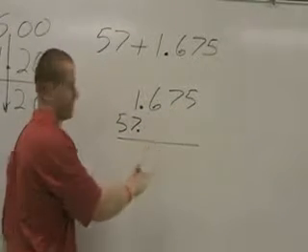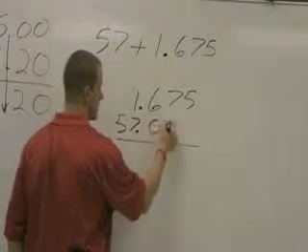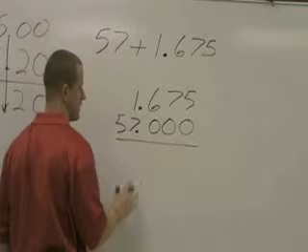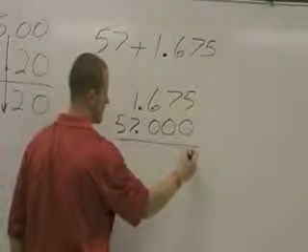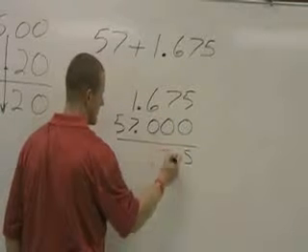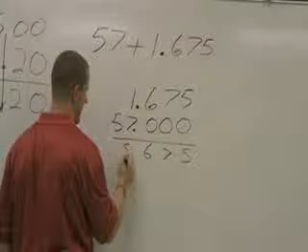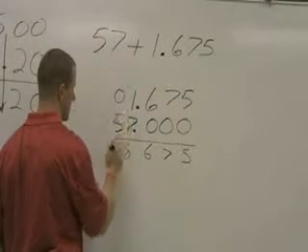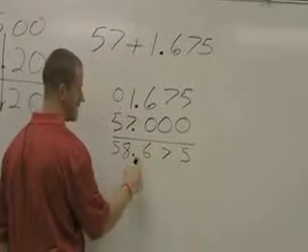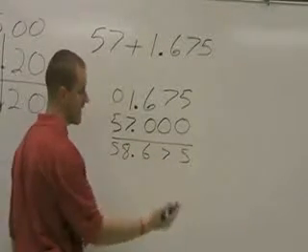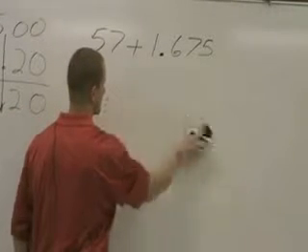So what can I put here that won't change my value? Zeros. So this is called putting zeros in my placeholders. So now that I have zeros in my placeholder, it makes it easier. 5 plus 0 is 5. 7 plus 0 is 7. 6 plus 0 is 6. 1 plus 7 is 8. And I can put 0 plus 5 is 5. So what would my answer be? It'd be 58 and 675 thousandths.